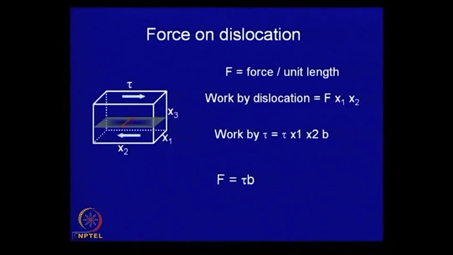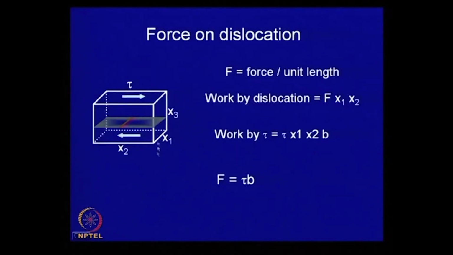Now, a dislocation can move only as a result of applied shear stress, and when you apply a shear stress on the crystal on the slip plane, you can imagine the dislocation as a line, and on that line a force is acting, and this force has a direct relationship with the applied shear stress. Let us look at how we can calculate this.